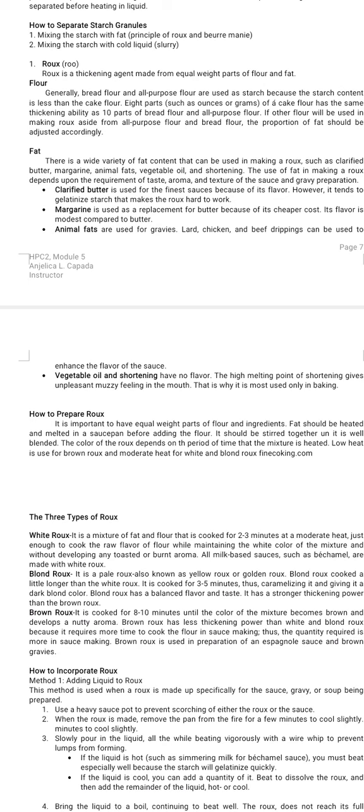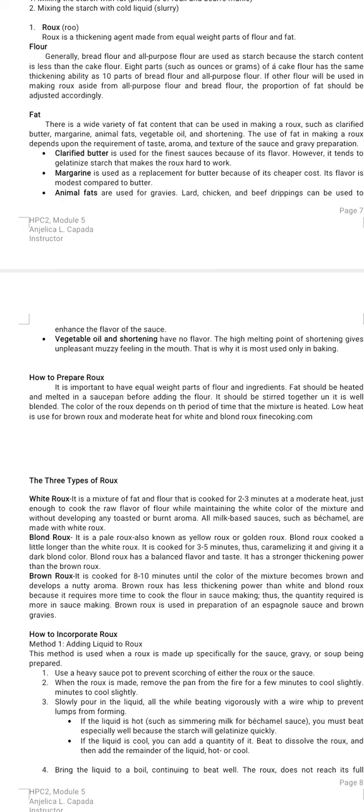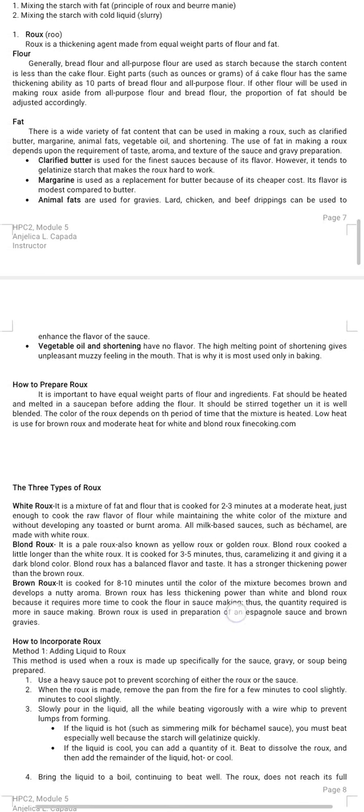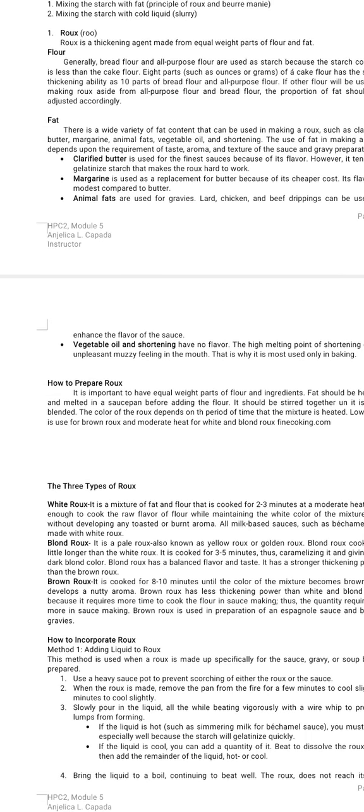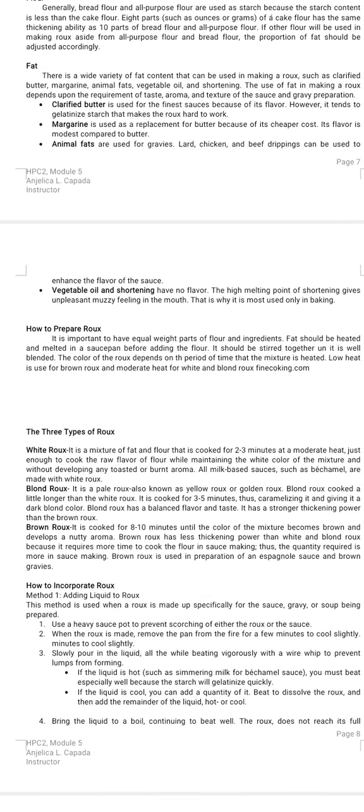Roux. Roux is a thickening agent made from equal weight parts of flour and fat. Flour. Generally, bread flour and all-purpose flour are used as starch because the starch content is less than the cake flour. Fat. There is a wide variety of fat that can be used in making roux, such as clarified butter, margarine, animal fats, vegetable oil, and shortening.